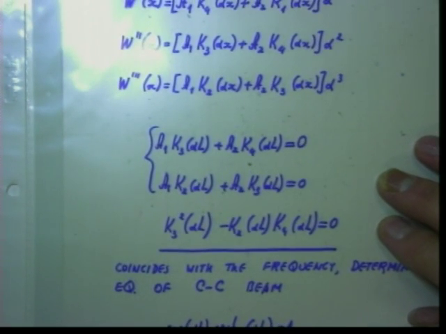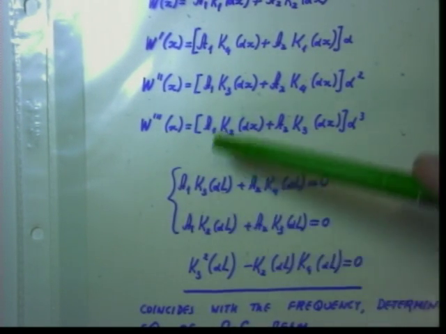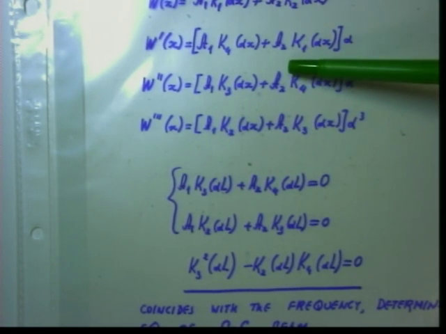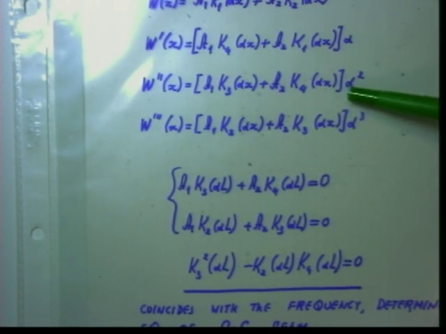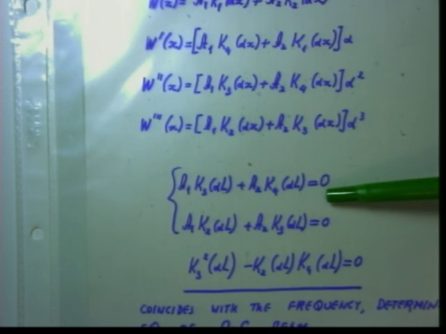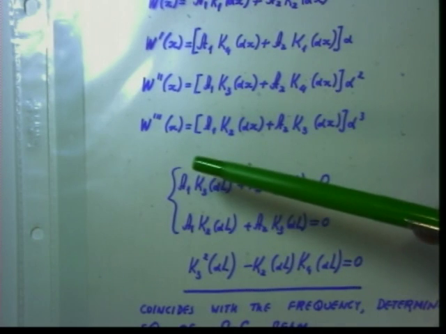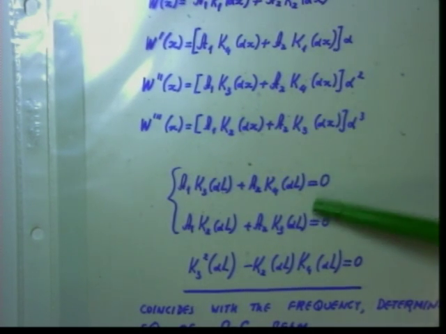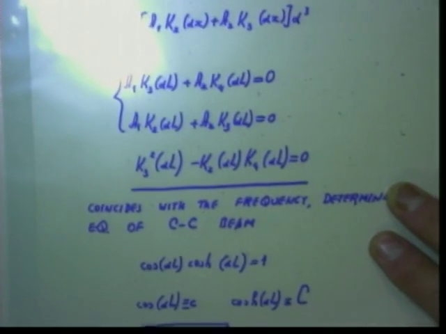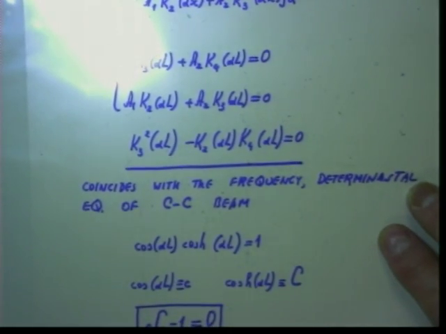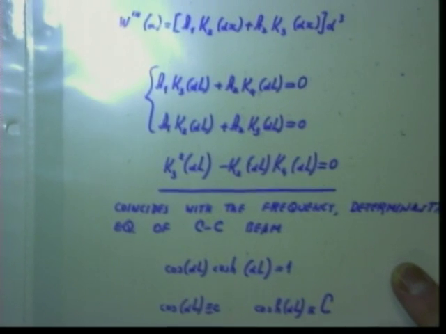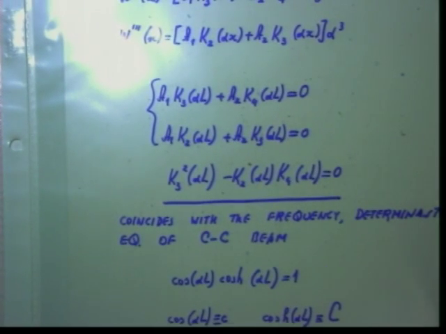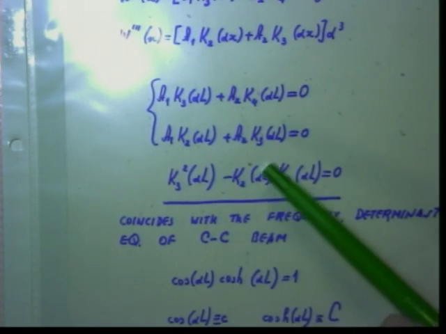Then I'm demanding the second derivative at L to be 0. So this gives A1K3 alpha L plus A2K4 alpha L must be 0. Now here we get A1K2 alpha L plus A2K3 alpha L equals 0. So the determinant in front of A1 and A2 must be 0. I get K3 squared minus K2 times K4 equals 0.